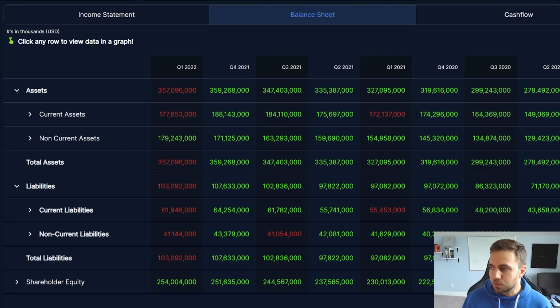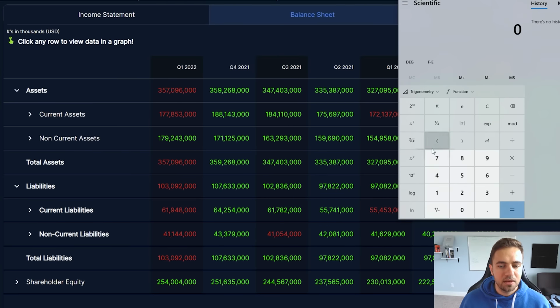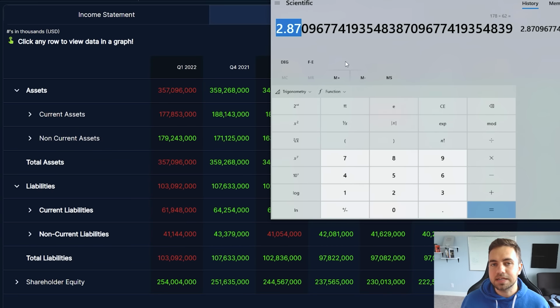So for example, let's pull out our calculator here, and we can see that Google has about $178 billion of current assets right here on the balance sheet. And we can see that it also has about $62 billion worth of current liabilities. So if we take $178 billion of current assets and divide it by $62 billion of current liabilities, we get a current ratio of 2.87.